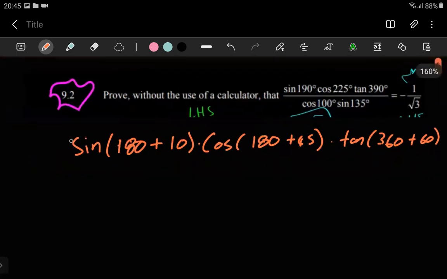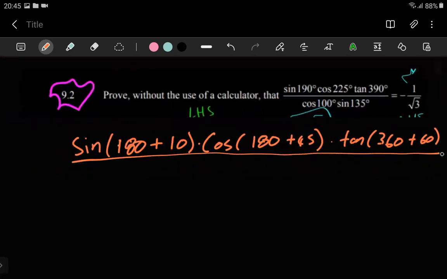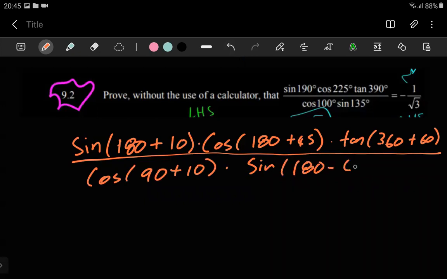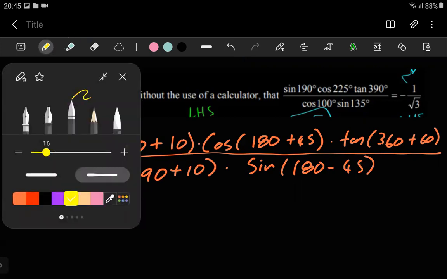At the bottom, this is close to 90. We may want to use 90 because at least we will end up with a 10 also. So here it's cos of 90 plus 10. And then here this is close to 180, and we will also have a 45 if we say sine of 180 minus 45. So you can see they're practically going to give us a mark for each of these.